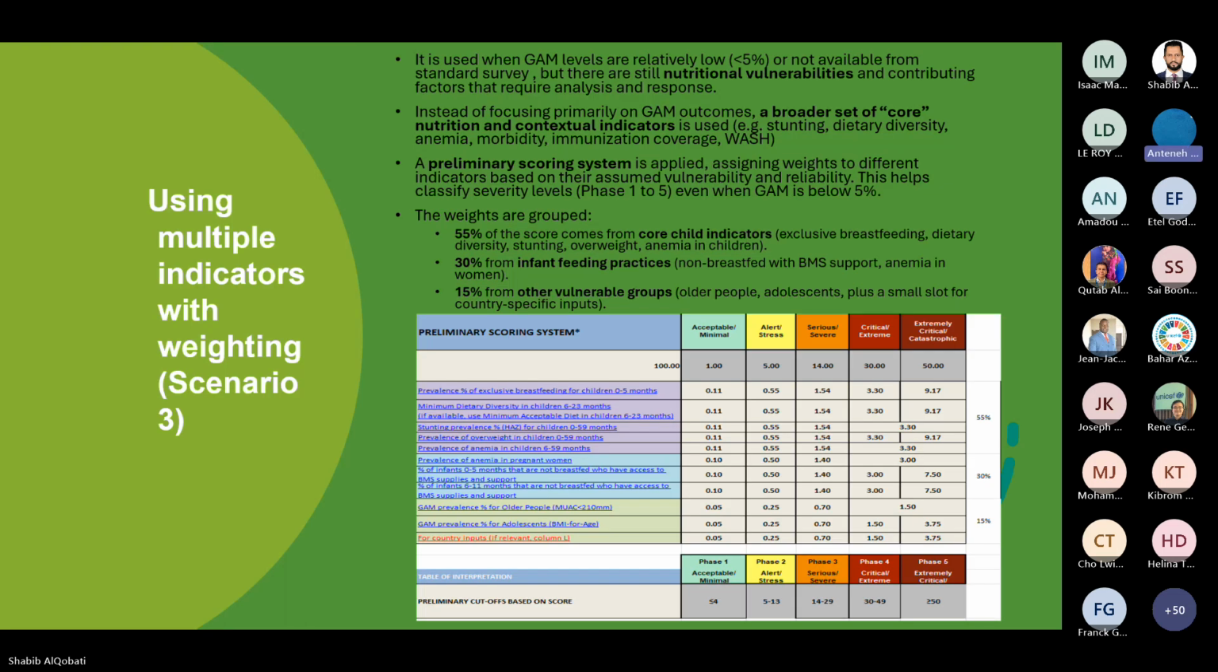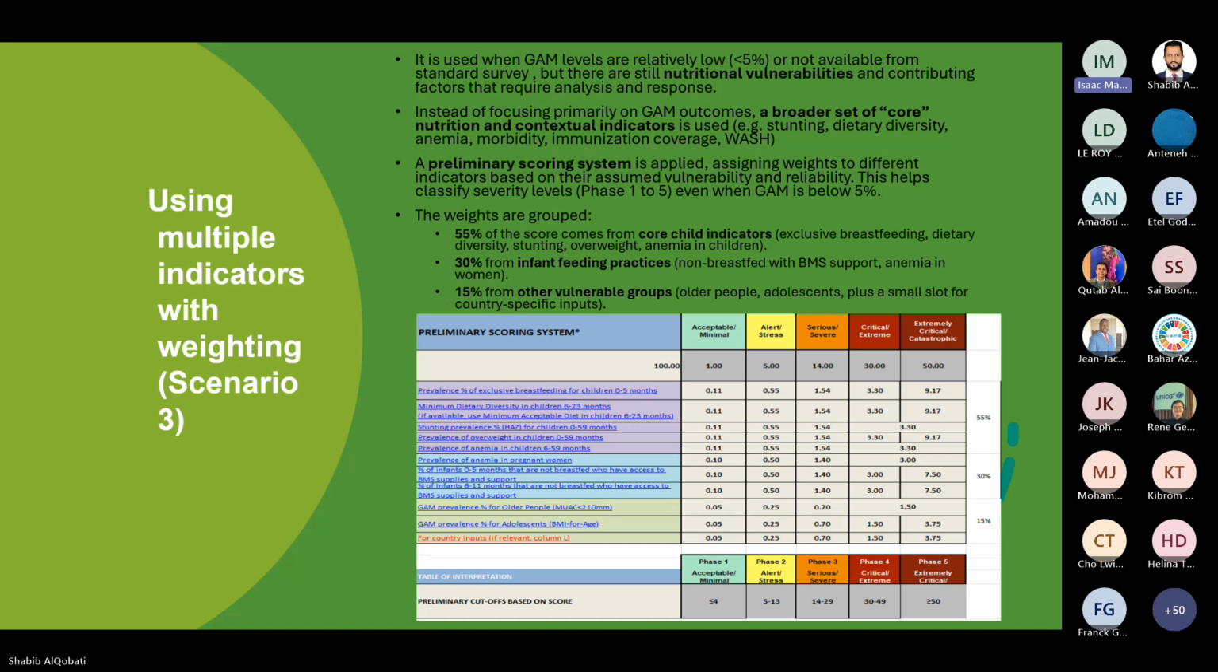So this is the severity analysis part, how it looks within the GNC tool. I will let Isaac take us through the process of using multiple indicators and conducting severity analysis. Over to you, Isaac. Thank you so much, Anthony.